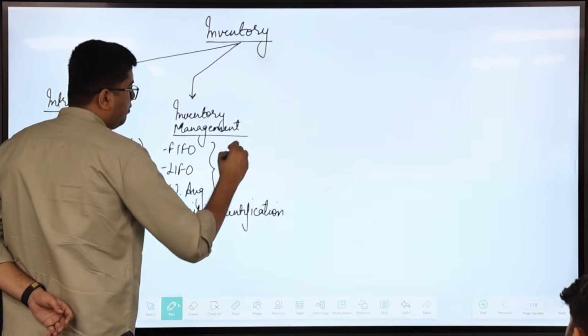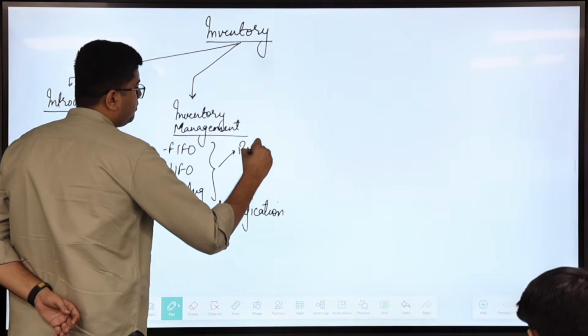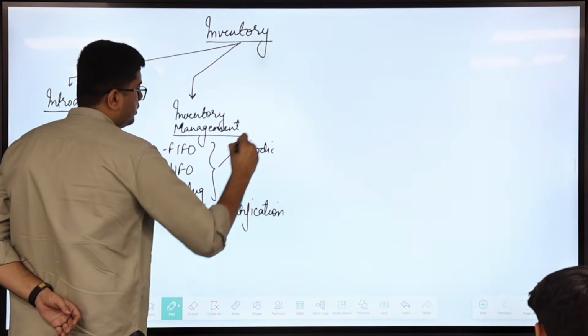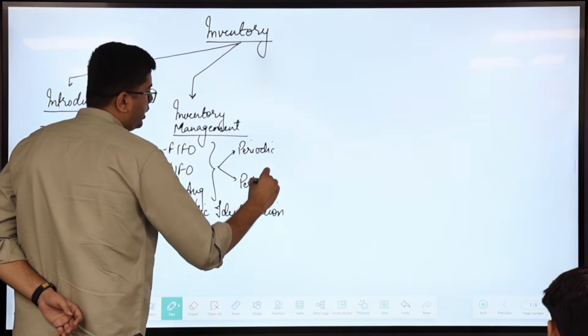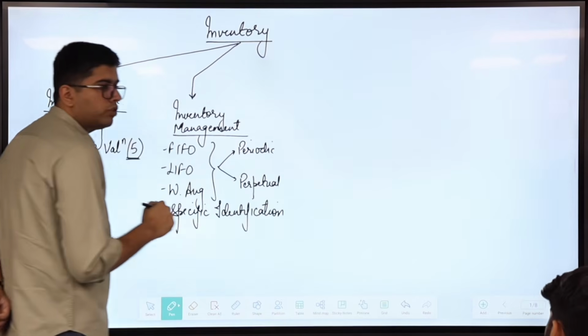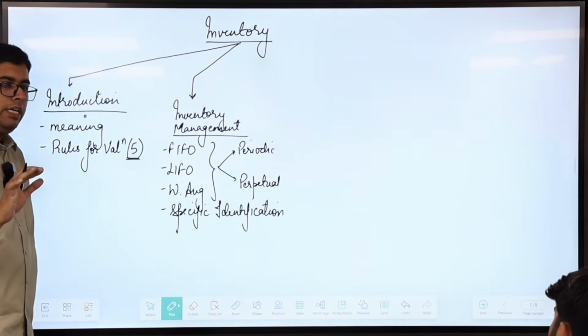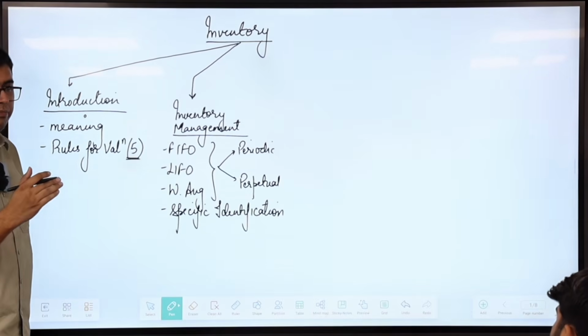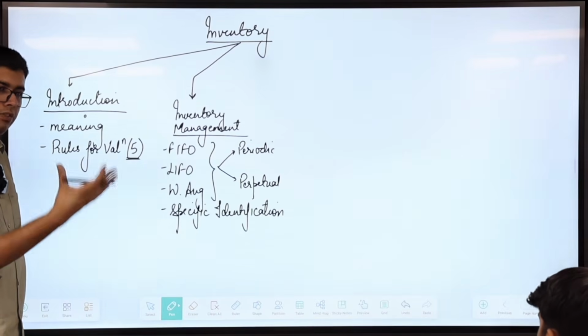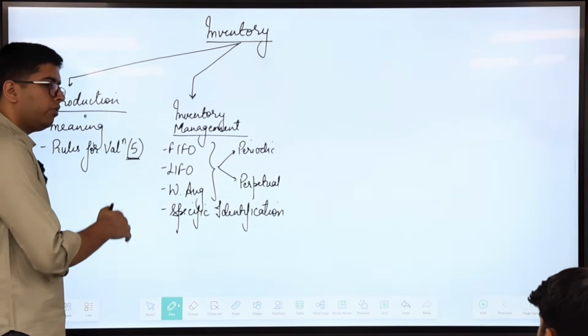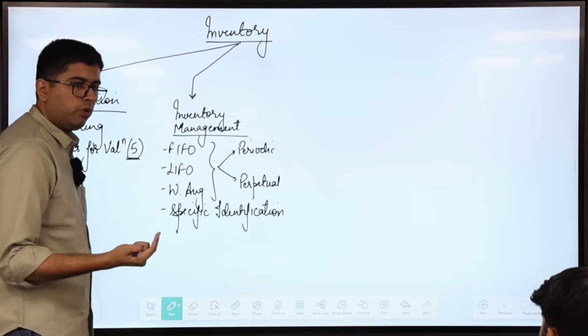All three can be based on periodic or perpetual system. Periodic means that you will perform the calculation of stock and cost of goods sold only at the end of the time period. And perpetual means you will keep the calculations ongoing. Every time you make a sale, every time you do a transaction, you will calculate the cost of goods sold.